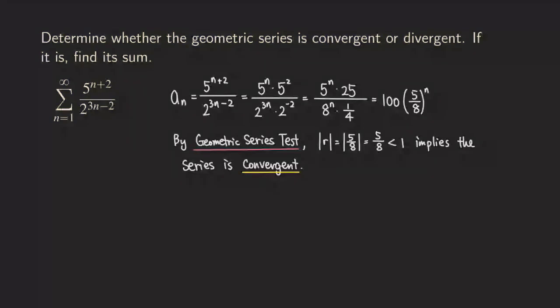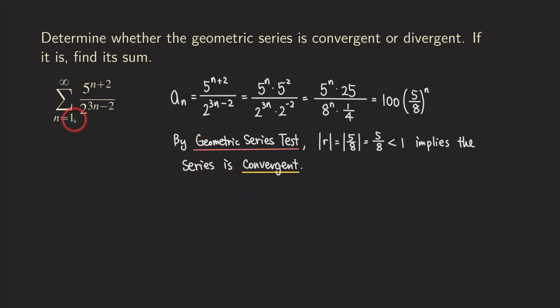Okay, so far so good. And then now, because the series is convergent, we can find the sum. To find the sum, we actually need the first term. We also need the common ratio. We already have the common ratio here, which is 5 over 8. We want the first term. How do we get the first term?